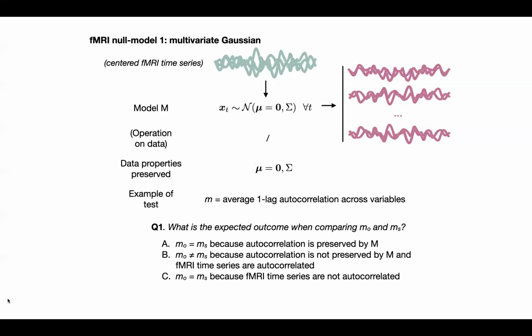Okay, so let's go step by step here. A first element is that we know that fMRI time series are autocorrelated, right? There is autocorrelation in fMRI time series. Second element is that this makes the assumption that each time point is generated by a Gaussian distribution, but independently from each other, right? So that destroys the autocorrelation structure of time series data. Hence, the correct answer here is that we expect M0 to be different from MS because the autocorrelation is not preserved by M and fMRI series are autocorrelated.